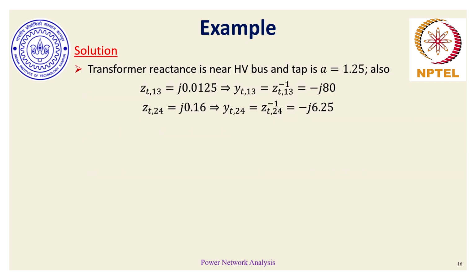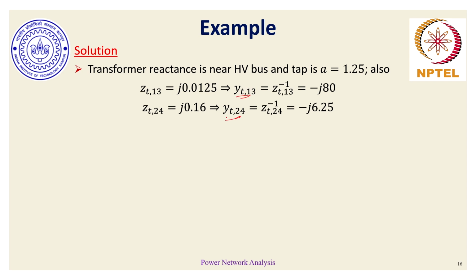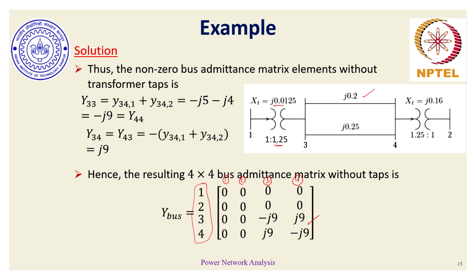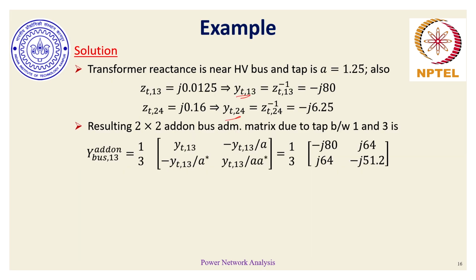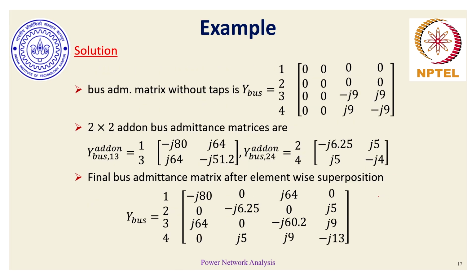Looking at the add-on matrix for the transformer between 1 and 3, we first convert the impedance into admittance. This is my admittance here, and the tap is given as A equal to 1.25. The tap position is placed between 1 and 3, so I have my labels as 1, 3 here, and on top I have 1, 3. Putting down those numbers, I have this 2 cross 2 add-on matrix with these labels. Similarly, for 2, 4, this is my 2 cross 2 add-on matrix with corresponding row and column labels. Now I only have to superimpose these matrices with similar row and column labels.